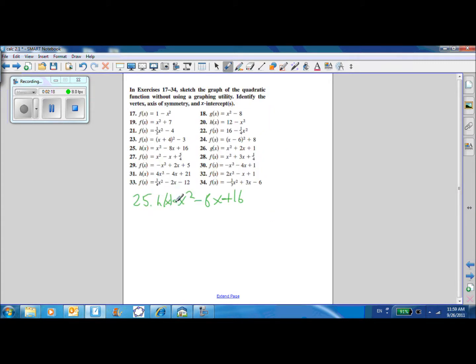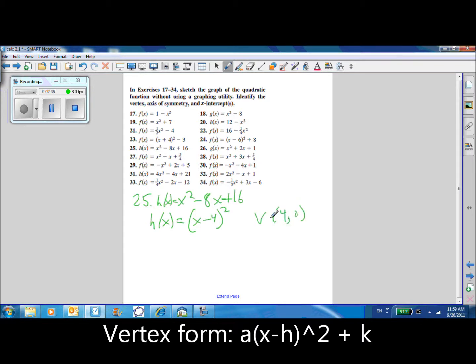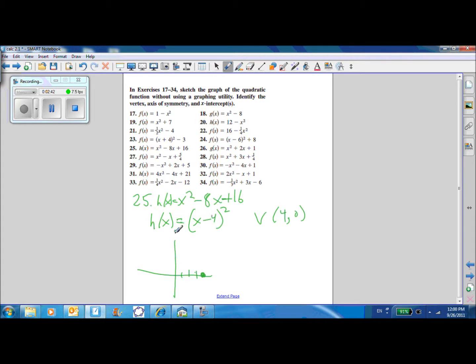h of x equals x squared minus 8x plus 16. And we can try and get it into standard form. In fact, you might notice that this is (x minus 4) quantity squared. That is so handy, because we get our vertex right away at (4, 0). And so we can just graph it as 1, 2, 3, 4. And 0 goes way up here to 16. Our axis of symmetry is here at x equals 4. We're good to go.